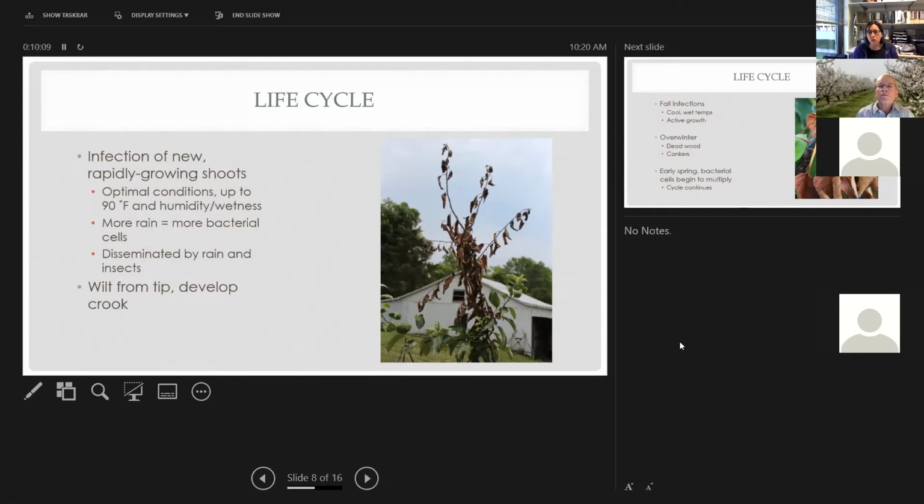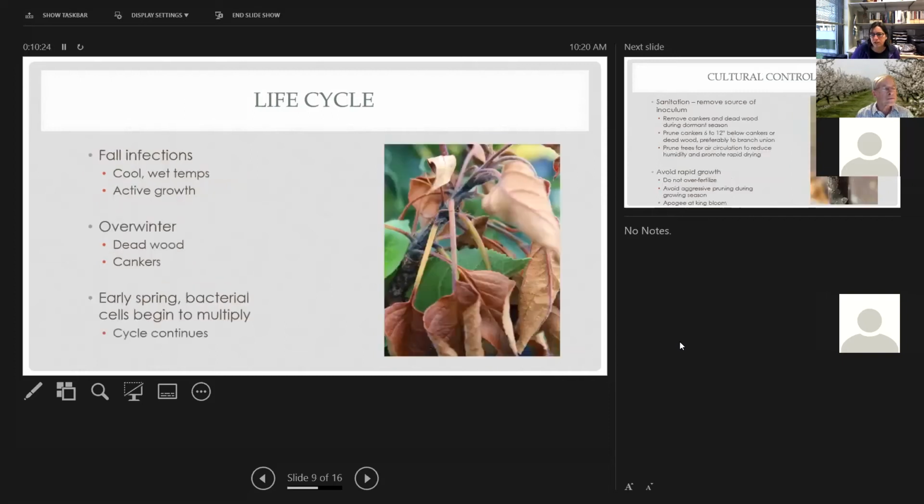The more rain though we have until we hit that point, the more bacterial cells will be produced, and the more bacterial cells, the more risk we have for infection. And so that's the cycle, okay? And if you have any questions, again, feel free to unmute yourself.